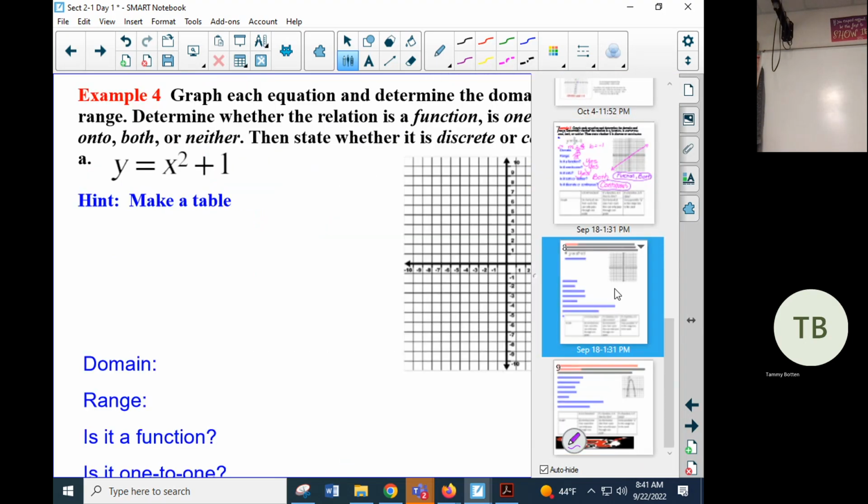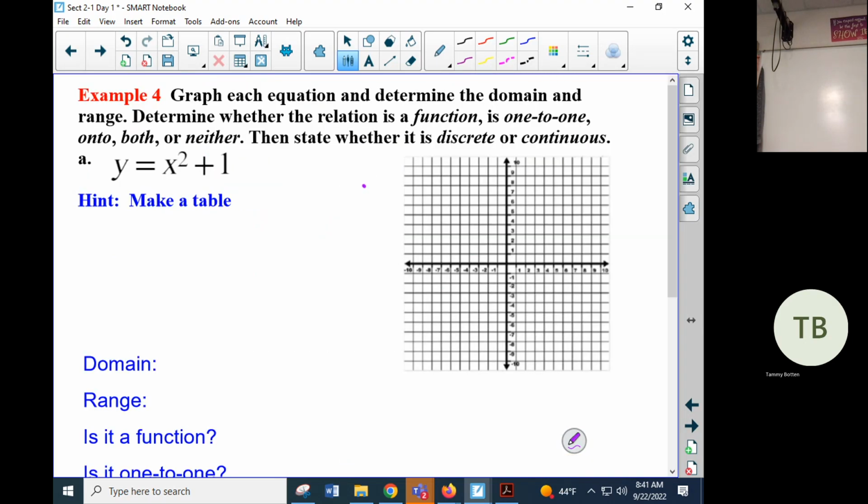Now, if we go to this page, whenever you have x squared or y squared like that, it's going to end up being a parabola. And to graph those, you have to make a table. So what we're going to do is make an XY table. And usually when I'm graphing a parabola, I'll put in -2, -1, 0, 1, and 2.